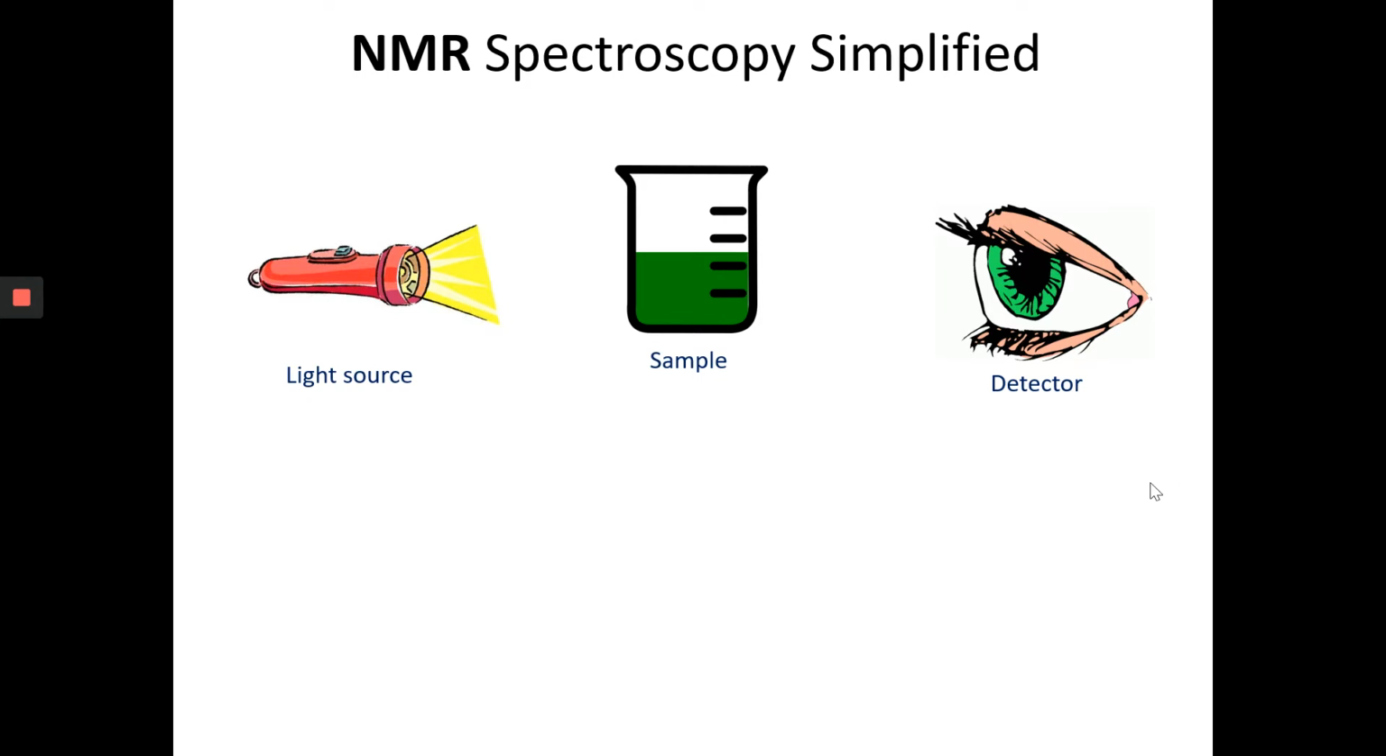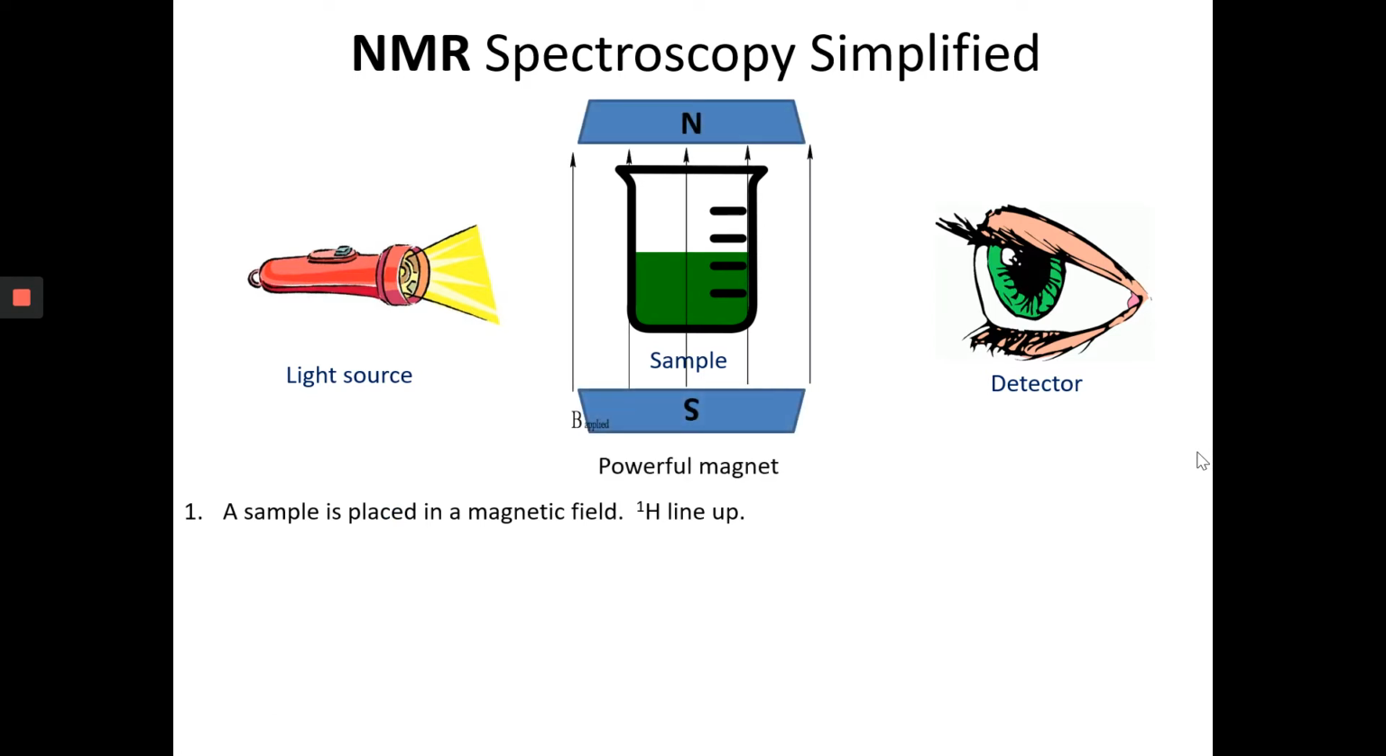So this is the basic idea of how NMR spectroscopy works. Remember, you have your light source, your sample, and your detector. First things first, we take a sample and put it in a magnetic field. There's our magnetic field. When that happens, remember, we're looking at the hydrogens. All of this is about looking at the hydrogens.